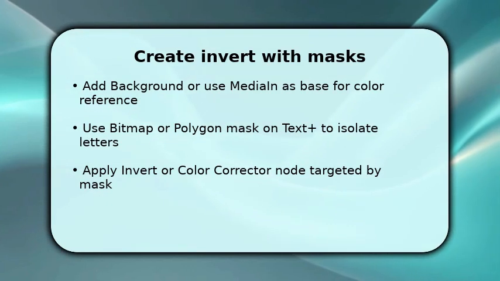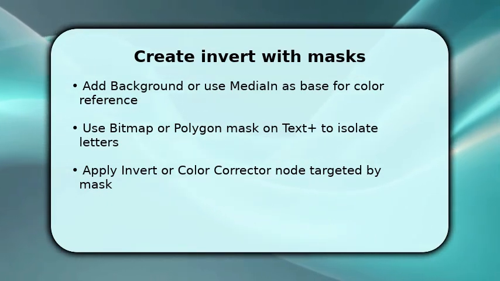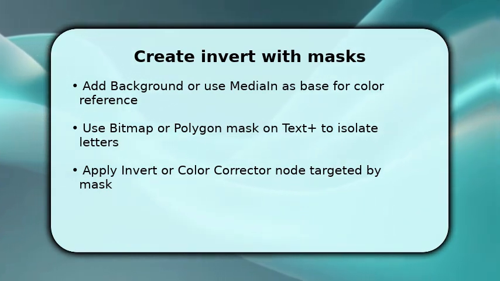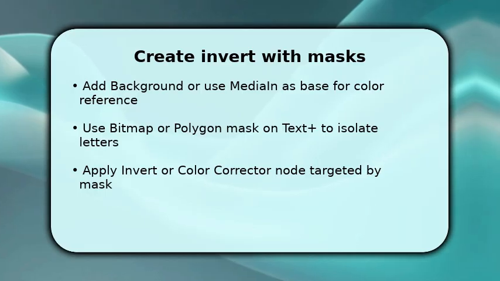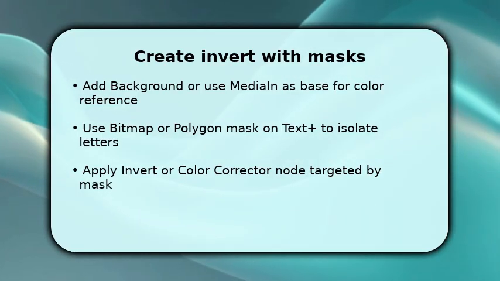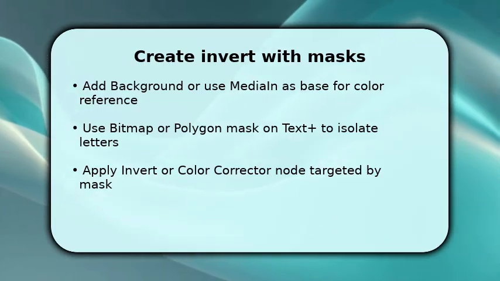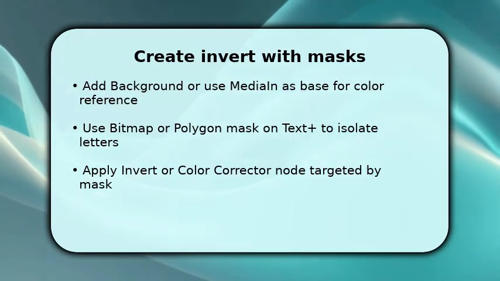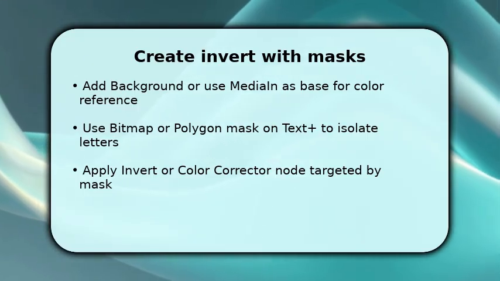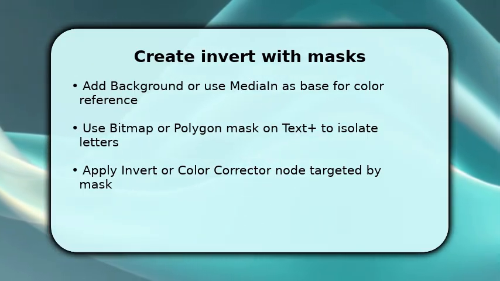Now switch to compositing. Use a bitmap or polygon mask to turn your Text Plus into a matte that precisely covers the letters. Connect that mask to a color corrector or invert node positioned between the background and Media Out so only masked areas are affected. The key is routing. Pipe your footage or background into the node chain, then use the mask to limit the inversion strictly to the text shape.